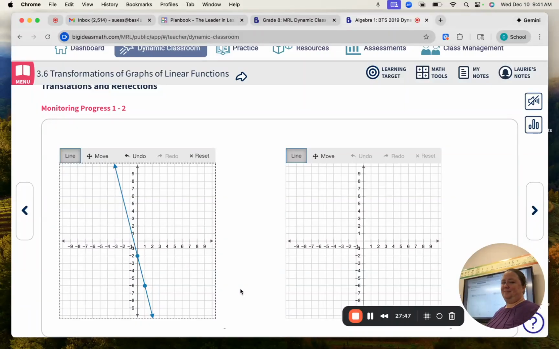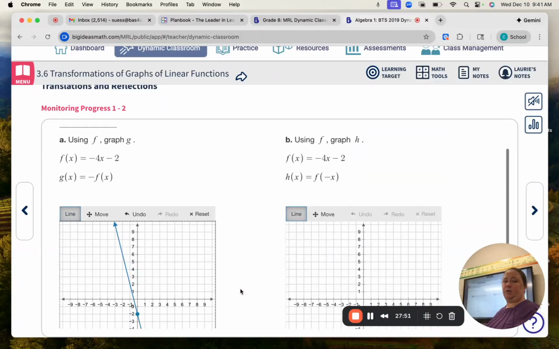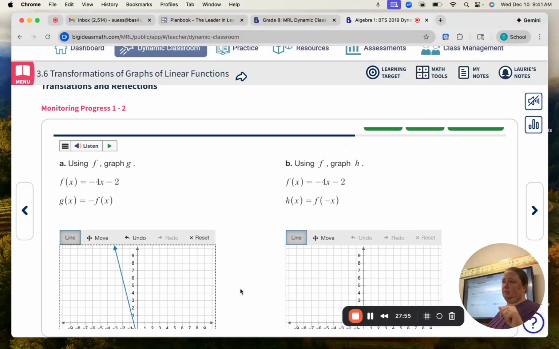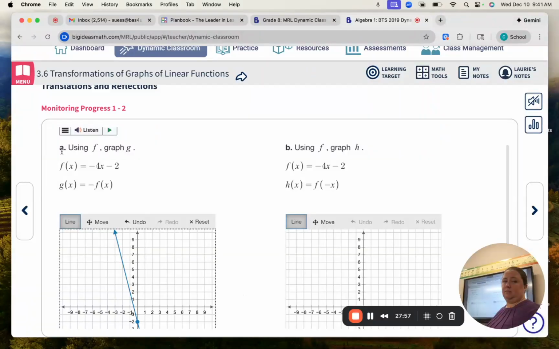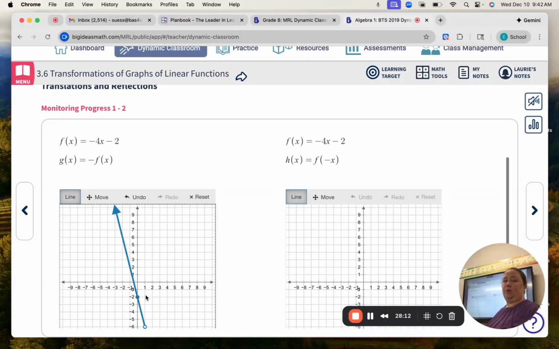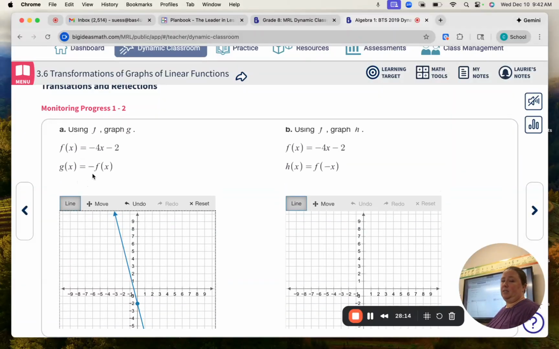Okay. -2. Perfect. Down 4. Down 4 over 1, because your slope is -4. That's your original line. Yeah, you start at -2, you cross the y, and then you go down 4: 1, 2, 3, 4. Over 1. Okay, I got it. All right, so this is our original line.